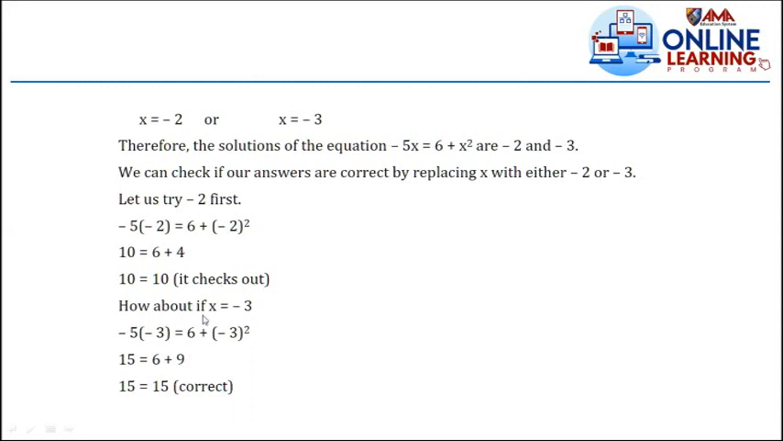They have the same. How about if x is equal to negative 3? So, negative 5 multiplied by negative 3 is equal to 6 plus negative 3 squared. Negative 5, negative 3, positive 15. 6 plus 9, we have 15. So, 15 is equal to 15. And that is correct. So, therefore, x is equal to negative 2 or negative 3 is the root or the solutions of the equation negative 5x is equal to 6 plus x squared. So, that's the way how we're going to solve a quadratic equation using the factoring method.